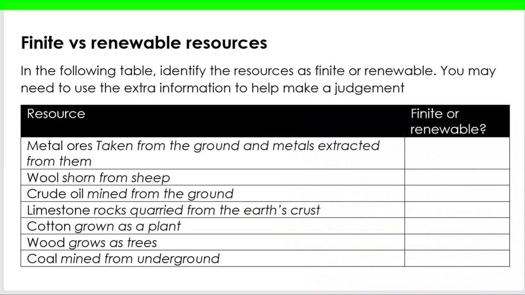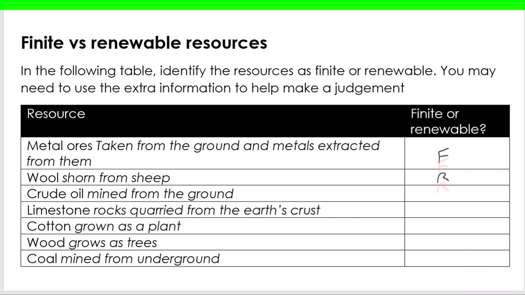So what about these? Are they finite or are they renewable? Well, metal ores that we take from the ground, we are going to run out of. We're not making new metals, so they are definitely finite. But if I shear some wool off a sheep, that sheep will grow wool back and will breed more sheep that we can do the same to.